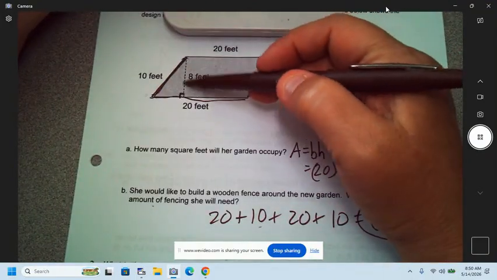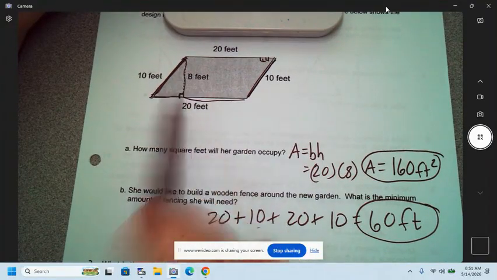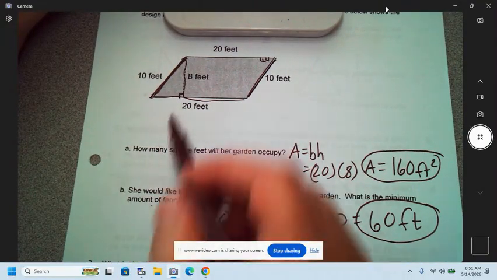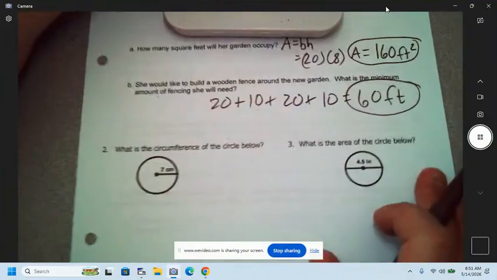Why do I not include the 8? Because why would I want a random fence in the middle of my garden right there? Maybe if I wanted to section off this triangle from that trapezoid, but I don't need a fence in the middle. I just need it around the outside.